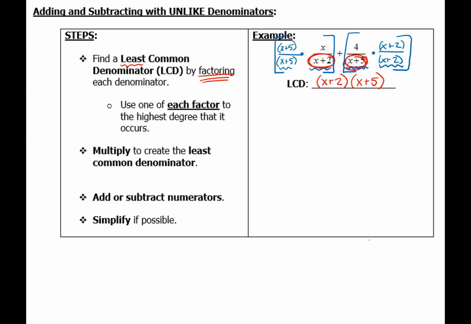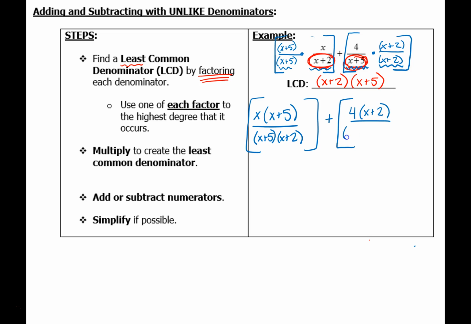Okay, so that means if we're looking just at this one side first, we have x plus 5 times x. I'm going to write it out here in the front. And all of that is over our common denominator, x plus 5 times x plus 2. Now I'm going to write this plus sign. I'm going to put these brackets here just so it's easy to follow for now. When I multiply across the top, I have 4 times x plus 2 all over my common denominator.